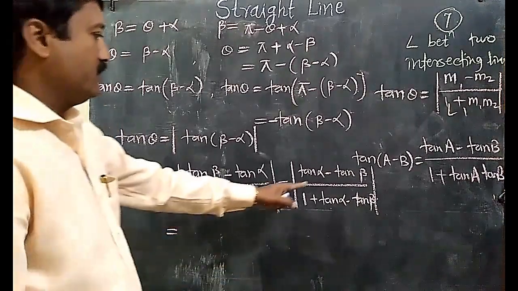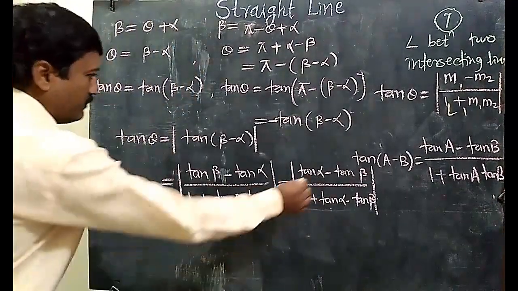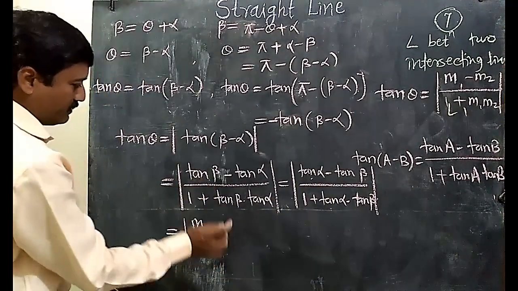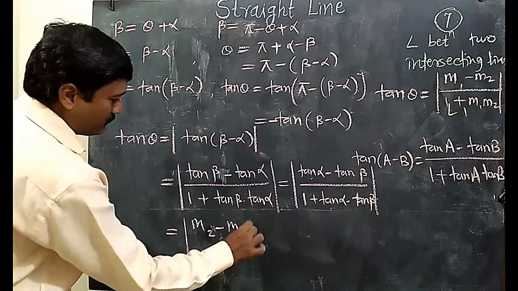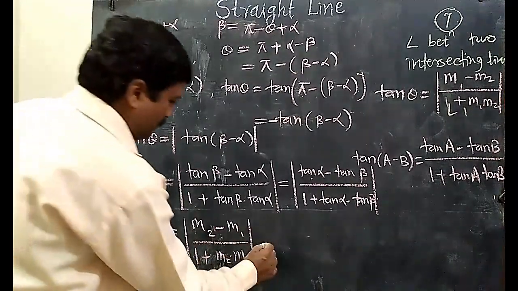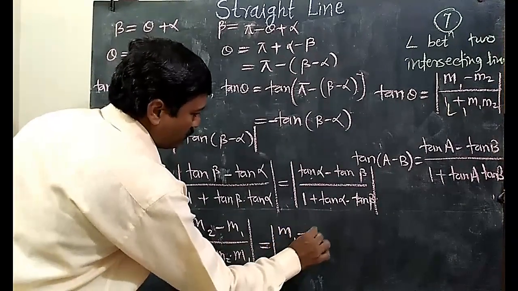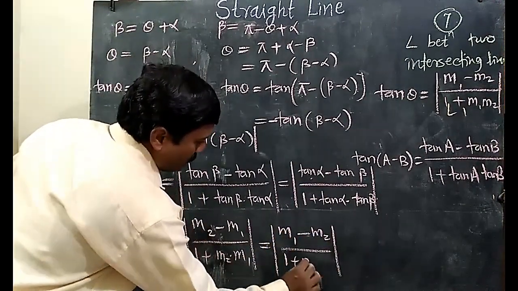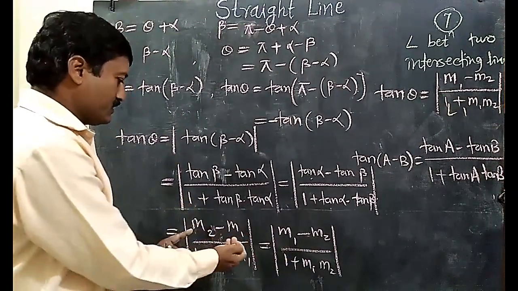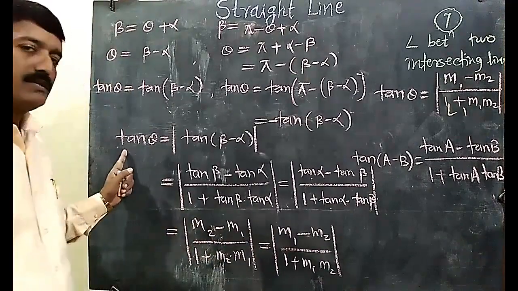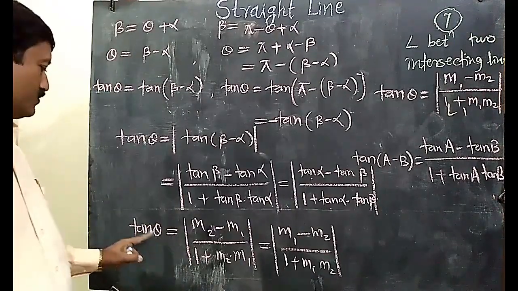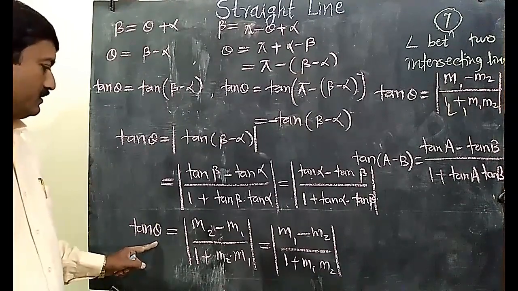But as alpha is the inclination of the first line, its tan alpha becomes the slope, and the slope is given as m1. Or if you consider this equation, then this will be m2 minus m1 upon 1 plus m2 into m1. Or we get the result from this as m1 minus m2 upon 1 plus m1 m2. So these are two similar formulas. You can start with m1 or m2. There will be no change in tan theta, where theta is the angle between two lines. So this is the tangent ratio of the acute angle between two lines.